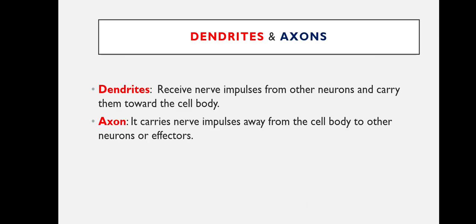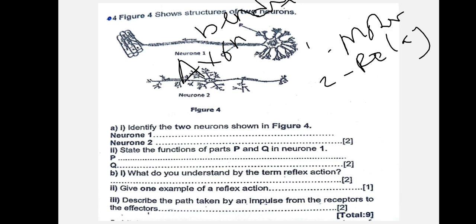So now let's go to the last question. The last question says, describe the path taken by an impulse from the receptor to the effectors. Describe the path taken by an impulse from the receptors to the effectors. So this is 2 marks. They want you to give the description of how an impulse moves. Let's say we describe the reflex action, right?